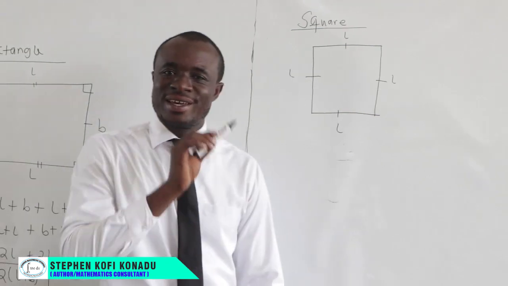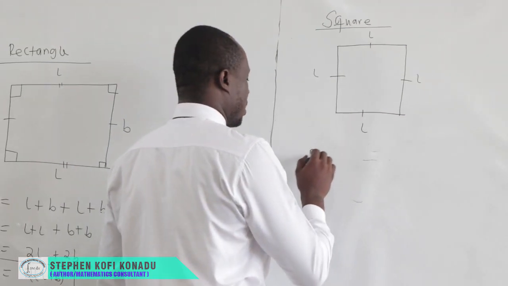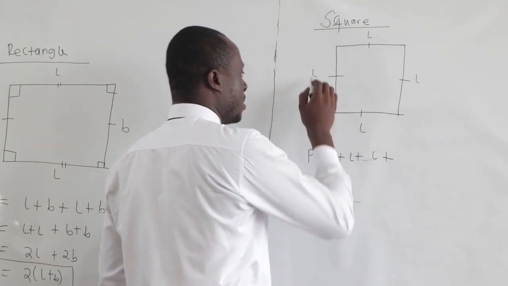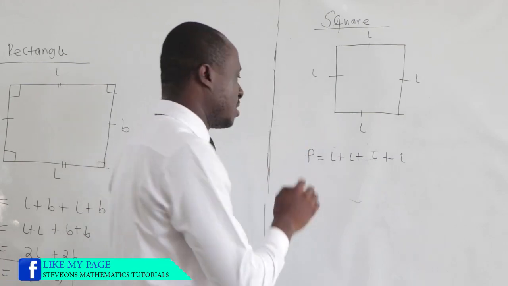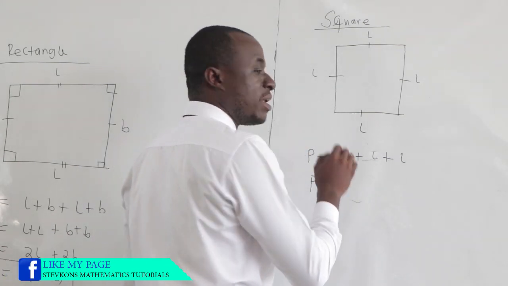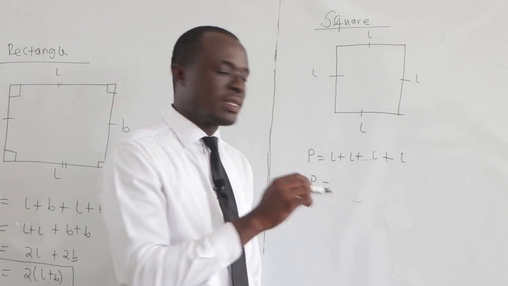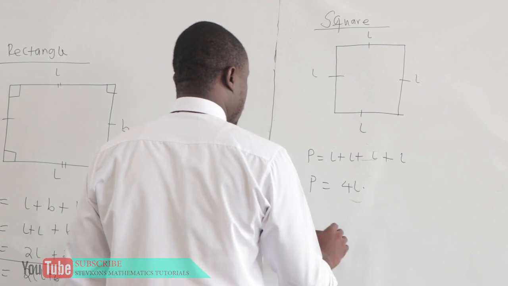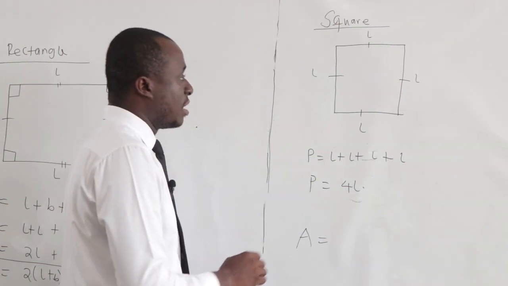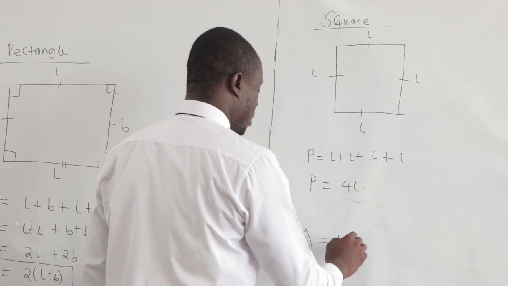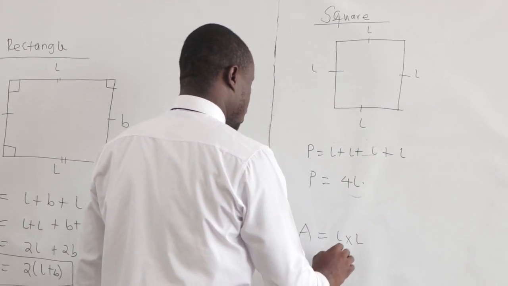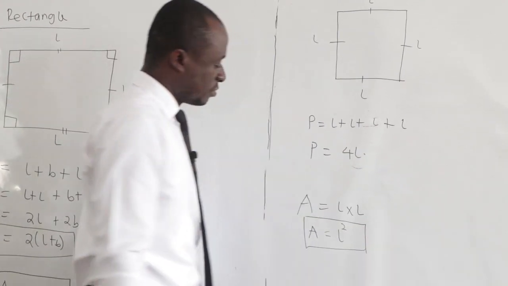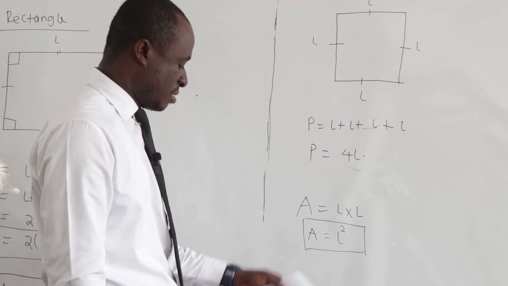Perimeter, the total distance around it. So our perimeter will be L plus this L plus that L plus the last L. Clearly, L plus L is 2L, plus L is 3L, plus L is 4L. So that is 4L. Now, when you talk about the amount of space a square occupies, that's going to be the length times the length. So L times L, and this is L squared. So the area of a square is L squared.